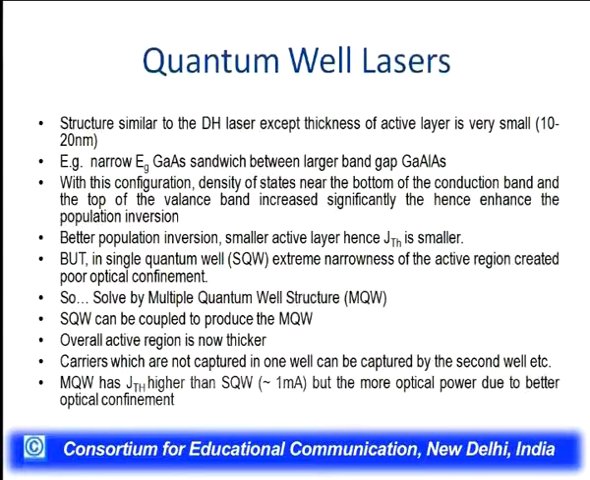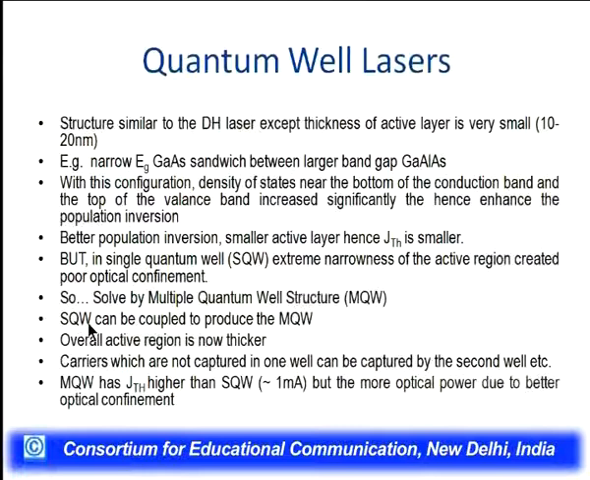With this configuration, the density of states near the bottom of the conduction band and the top of the valence band increases. It means the current density is significantly higher, and hence population inversion can be achieved because of the increase of the current density. Better population inversion and a smaller active layer mean the threshold current density Jth is smaller. But in a single quantum well, the extreme narrowness of the active region creates poor optical confinement. Output will be less.